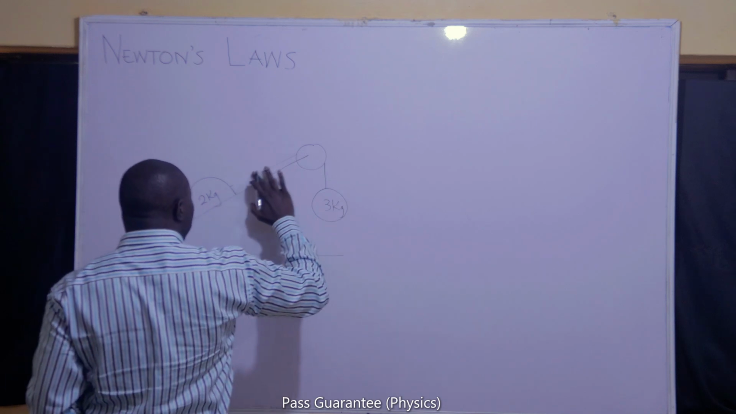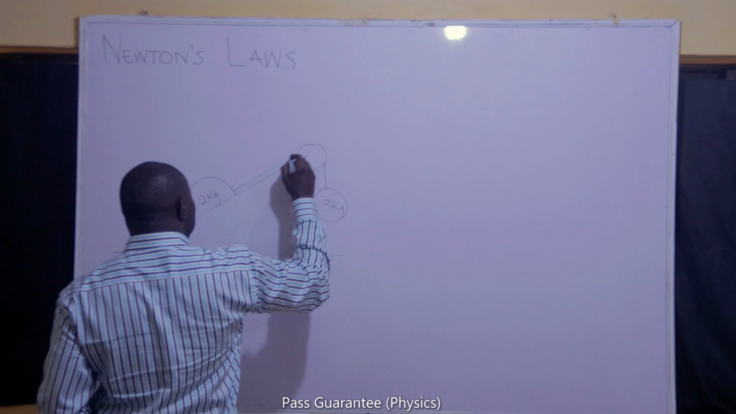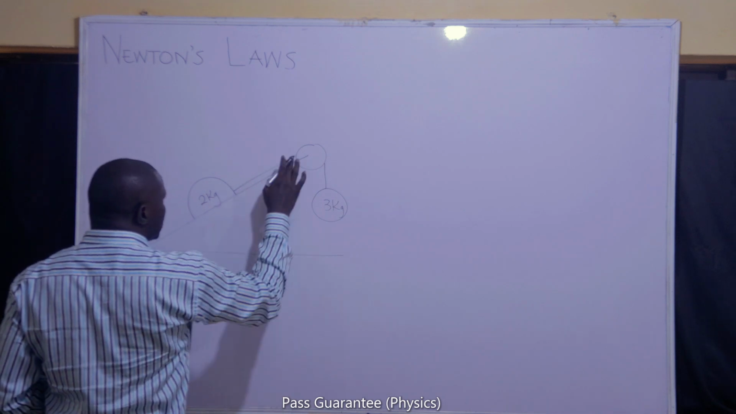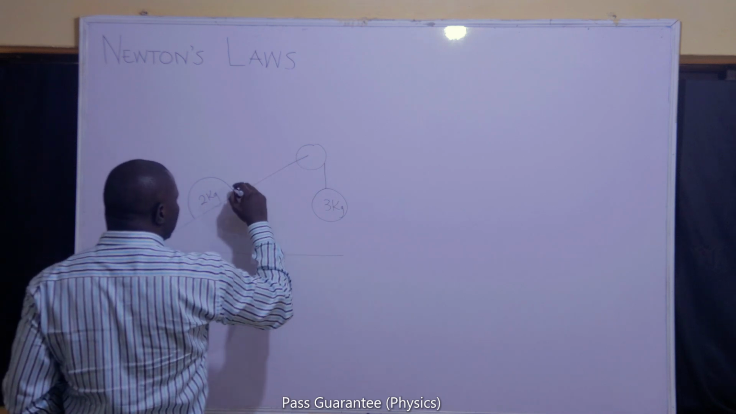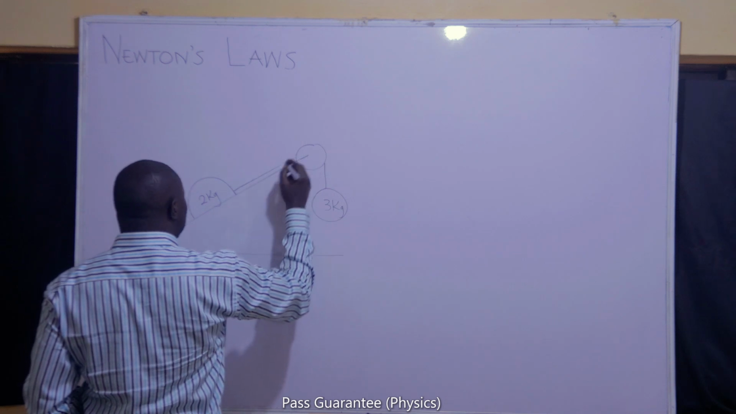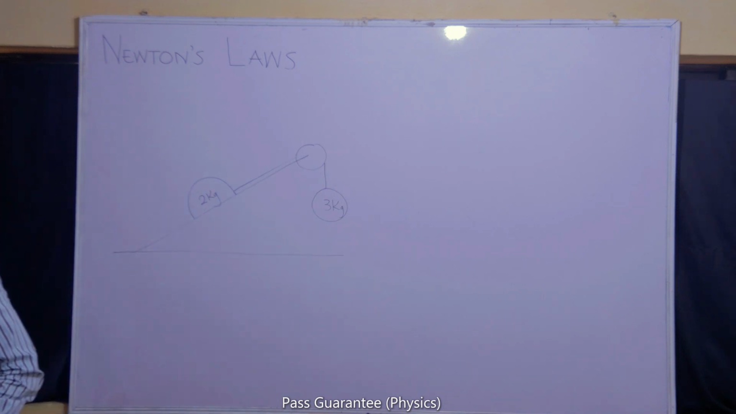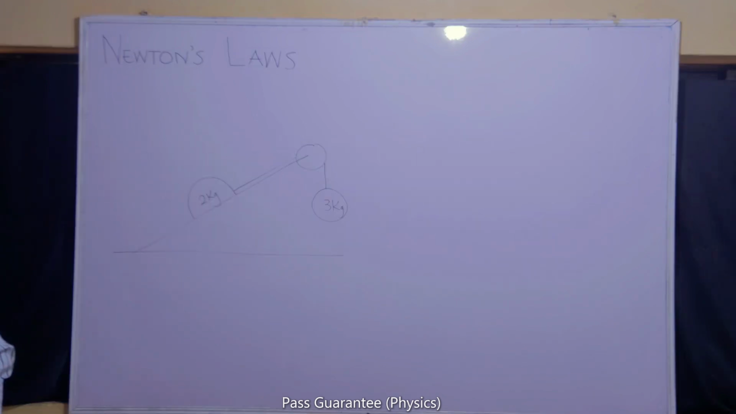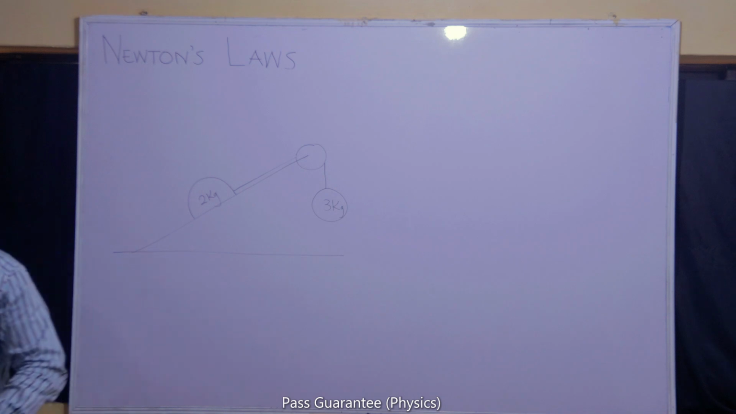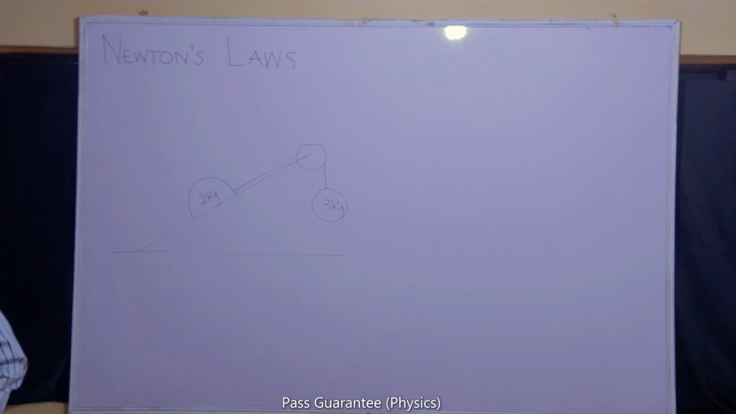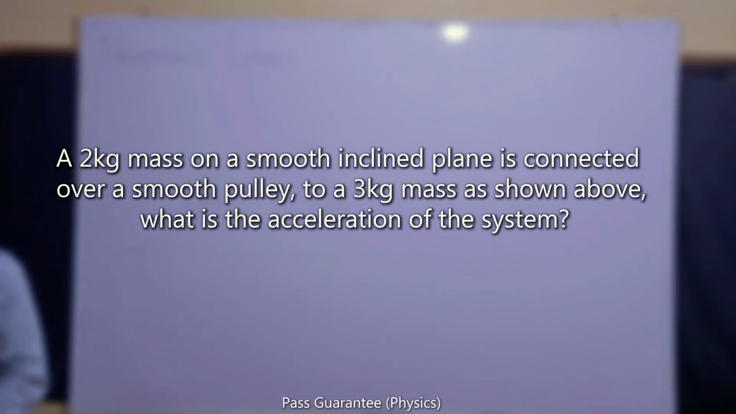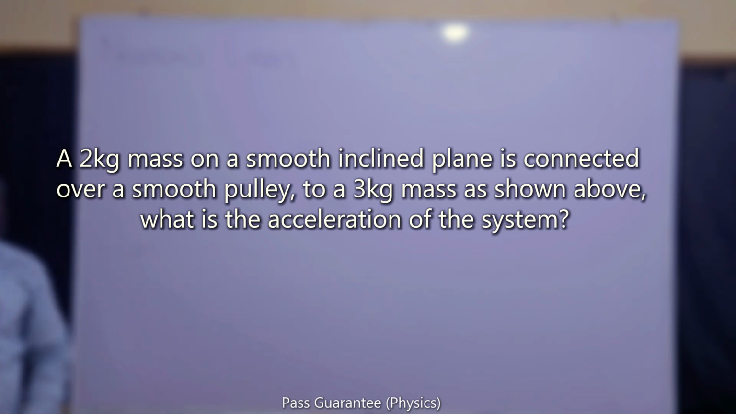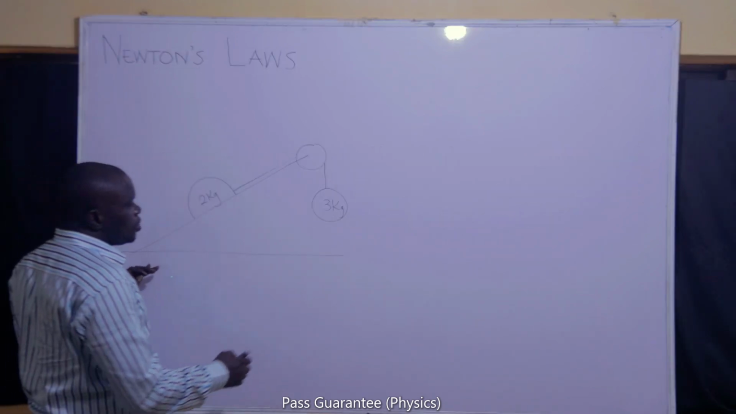So I can show all of the forces on this object. Here we have to borrow some of what I've already told you while we're doing friction on an inclined plane. We have to use them. We are told that the 2 kilogram mass on a smooth inclined plane, the plane is also smooth, so there's no friction, is connected over a smooth pulley to a 3 kilogram mass as shown above. What is the acceleration of the system? The acceleration of the system is what I want to find.